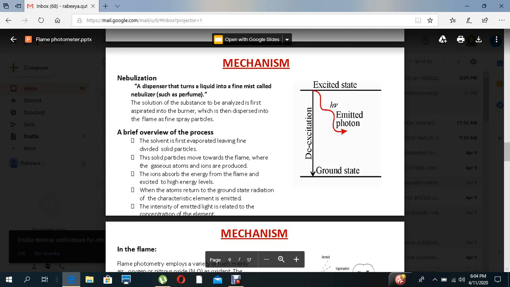A brief overview of the process. The solvent is first evaporated, leaving finely divided solid particles. These solid particles move towards the flame, where gaseous atoms and ions are produced. The ions absorb energy from the flame and get excited to high energy levels. When the atoms return to the ground state, radiation characteristic of the element is emitted. The intensity of light emitted is related to the concentration of the element.